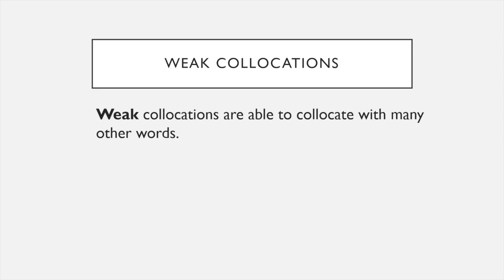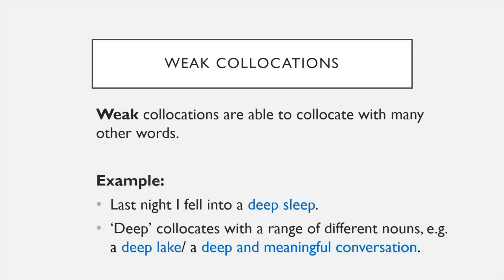Weak collocations, on the other hand, can go with many other words, often to give a similar meaning. For example, in English we would have a party, so have rather than make a party. To make a party is a mistake. So you could have a party, but you could also hold a party, or throw a party, or organize a party. And all of these have really similar meanings.